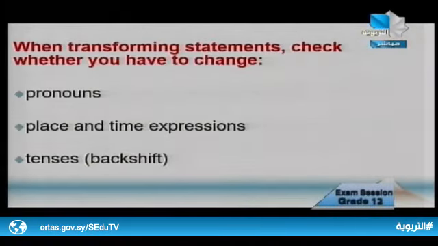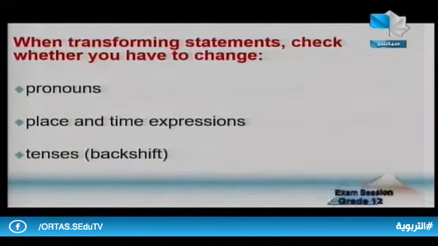Reported speech. When transforming statements, check whether you have to change anything. When we change from direct into indirect speech, we have to take into consideration three things: pronouns, place and time expressions, and tenses, backshift.